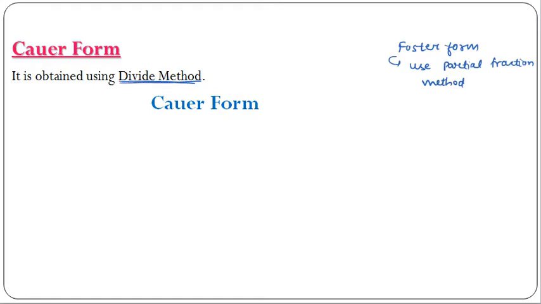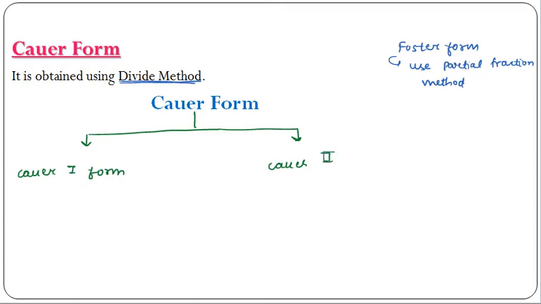Cauer form is basically of two types: Cauer first form and Cauer second form. Cauer first form and Cauer second form are almost similar methods.